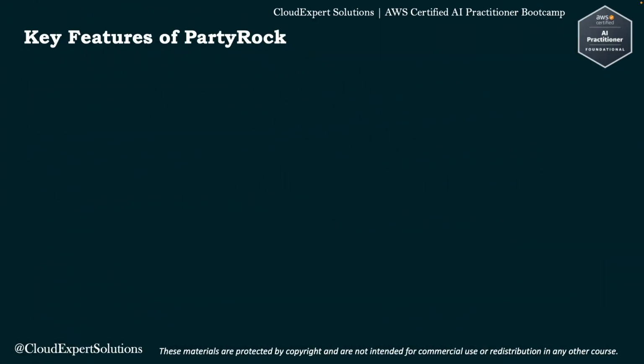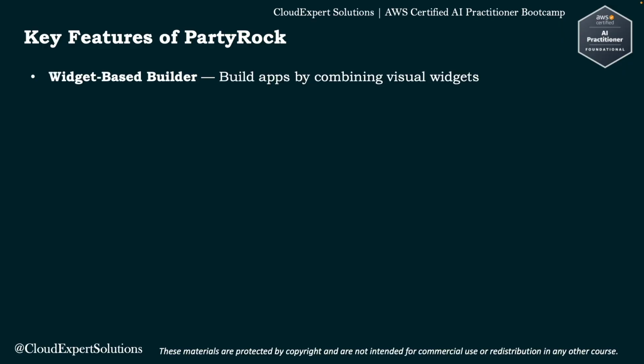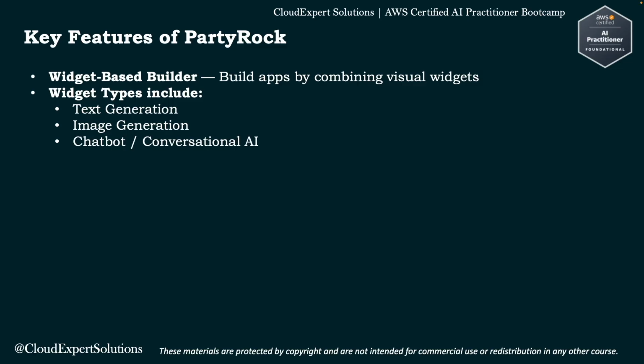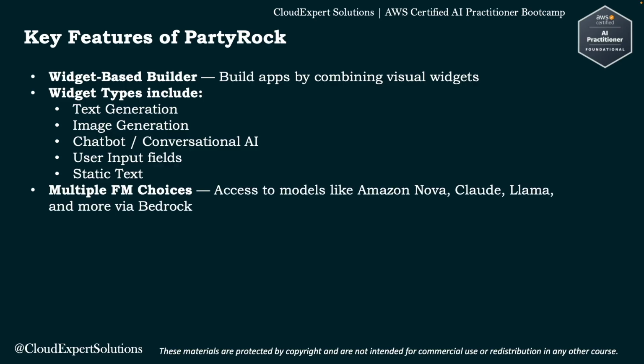Now let's talk about what you can actually do inside PartyRock. The entire experience is widget based. You build an app by combining different types of widgets on a canvas. For example, you can add a text generation widget that calls a foundational model, also an image generation widget, maybe a chatbot widget for conversational interactions, also a user input widget, or maybe a static field that feeds data into your prompts. All of these widgets are backed by the foundational models available in Amazon Bedrock, including Amazon Nova, Anthropic Claude, Meta Llama, and others.